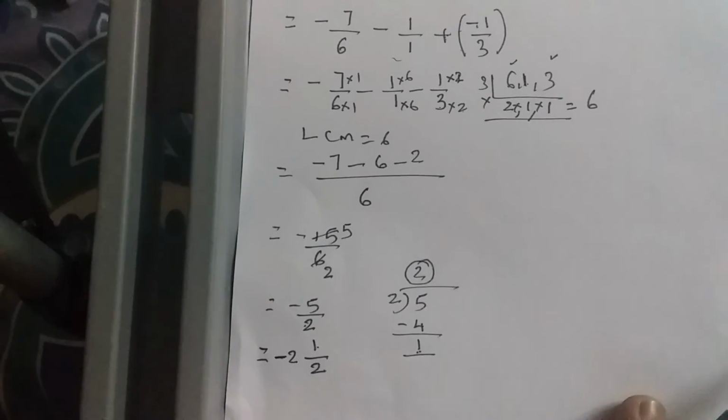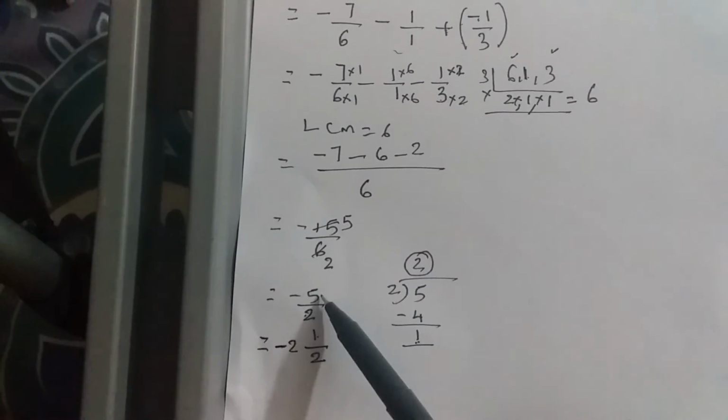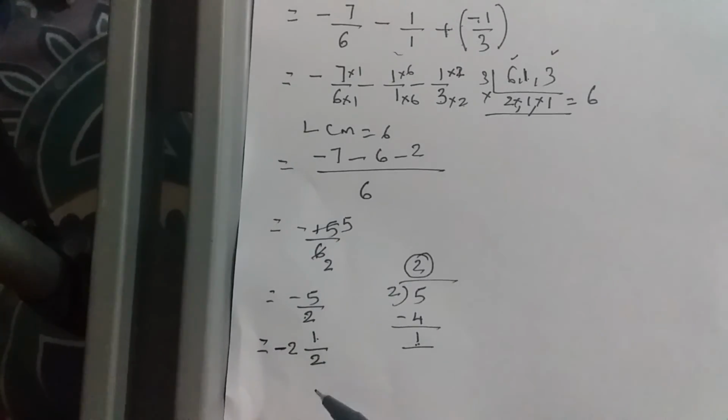All are negative. Add and put the common sign. And we are getting an improper fraction, convert into mixed. So minus 2, 1 by 2 is the answer.